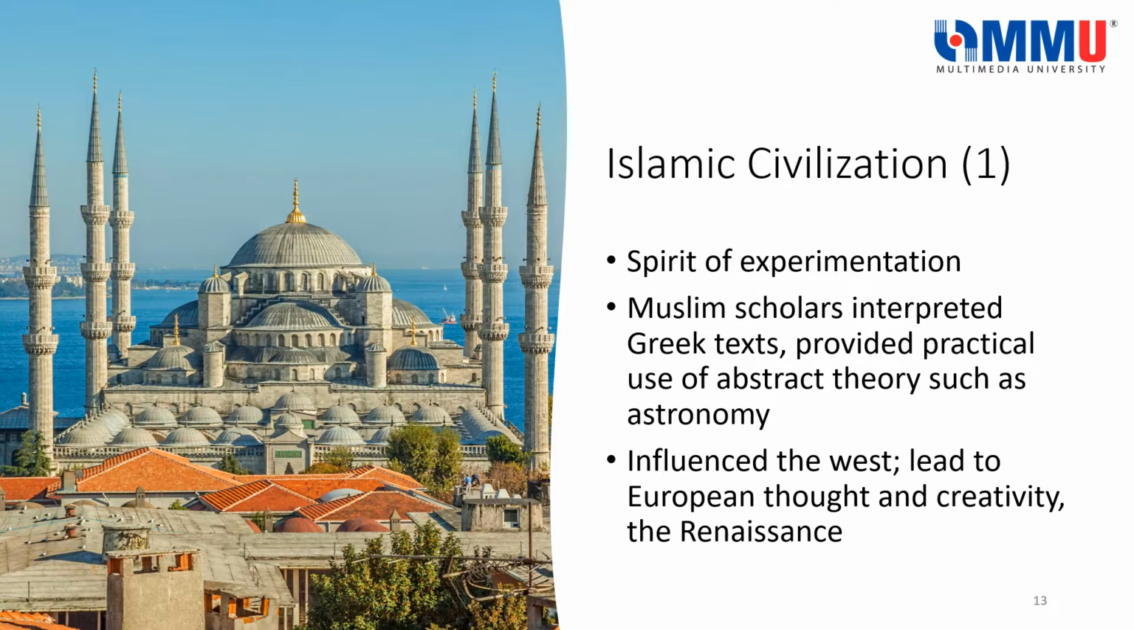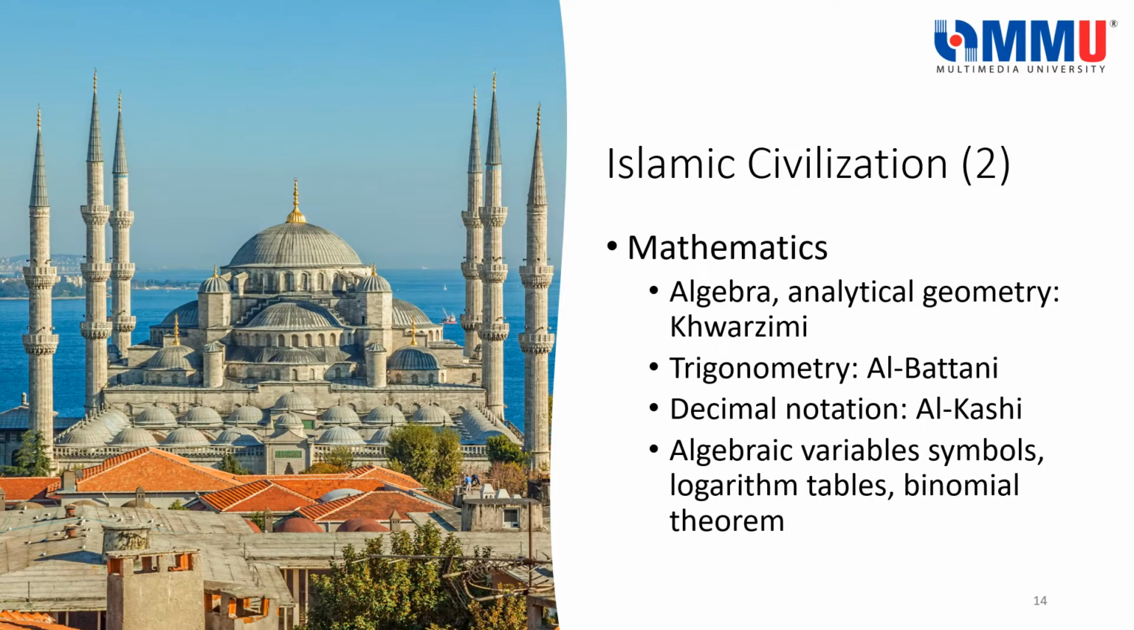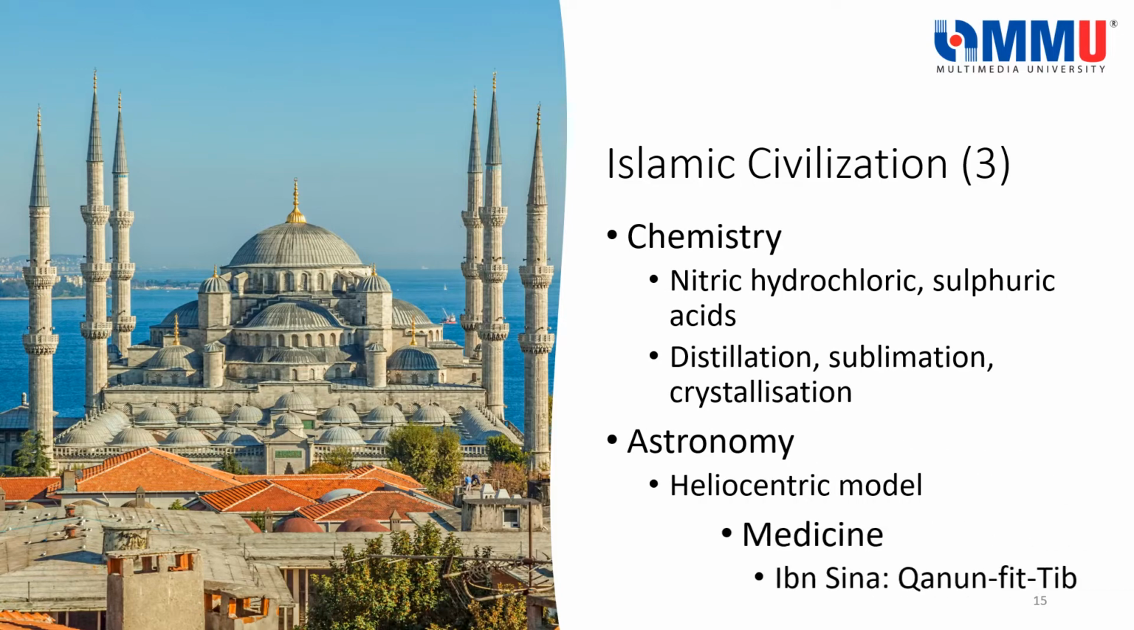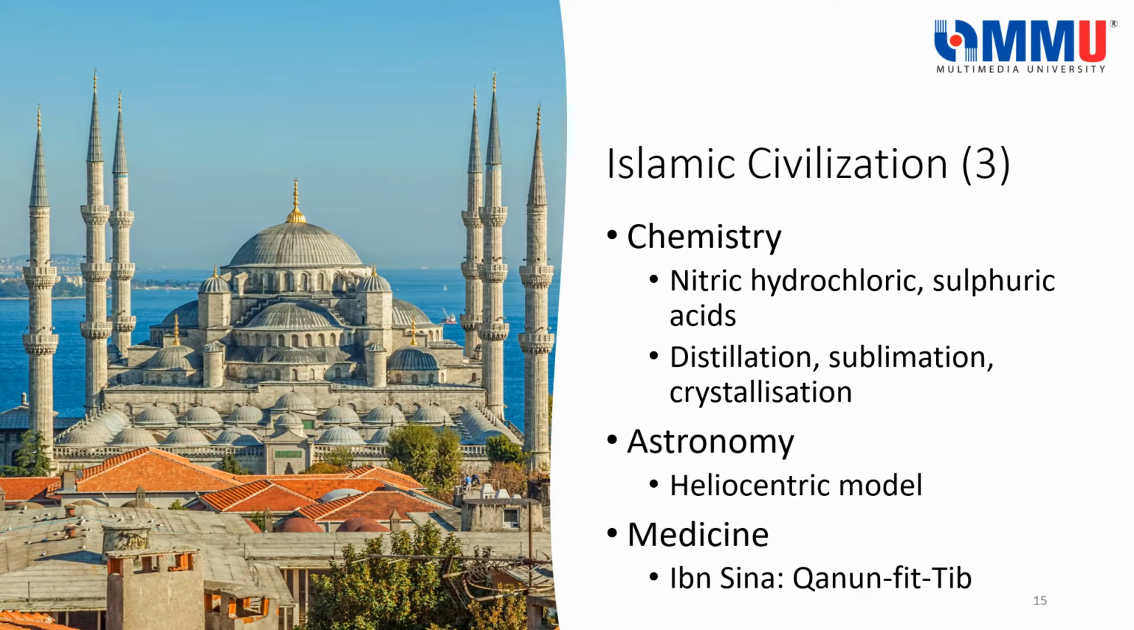A lot of the works, the likes of Ibn Haytham's book on optics, for example, were translated into Latin and English and so on and so forth. So these are just examples of scholarly contributions by Khawarizmi, Al-Batani, and Al-Kashi in areas of mathematics, chemistry, astronomy, and medicine. Ibn Sina is very significant, with his work documented in Qanun fi Tib.